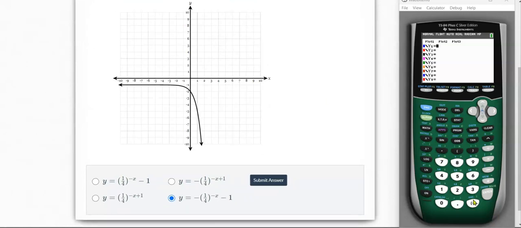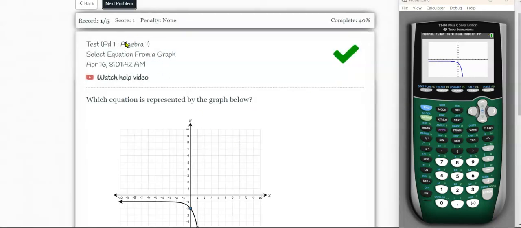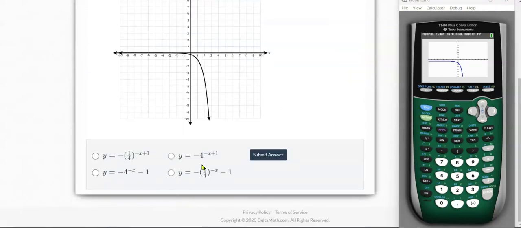I'm going to type negative, parentheses, 1/4, raised up to the negative x power, and then I'm going to put this -1 over here on the side. Let's take a look at our graph. Here we see the asymptote and then the dip. So I was able to use some thinking of my knowledge of these graphs, but you can certainly just type in every single one of these choices.